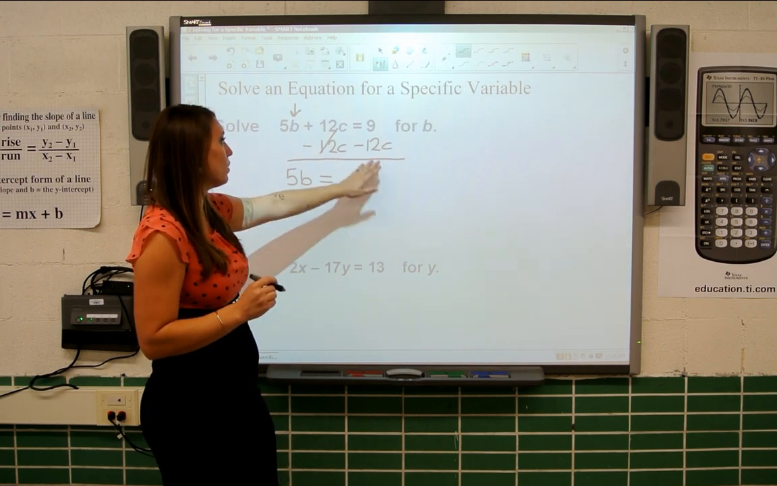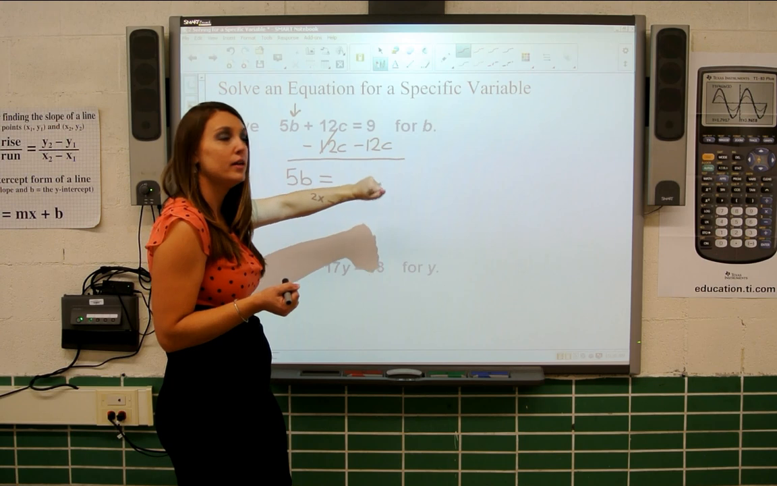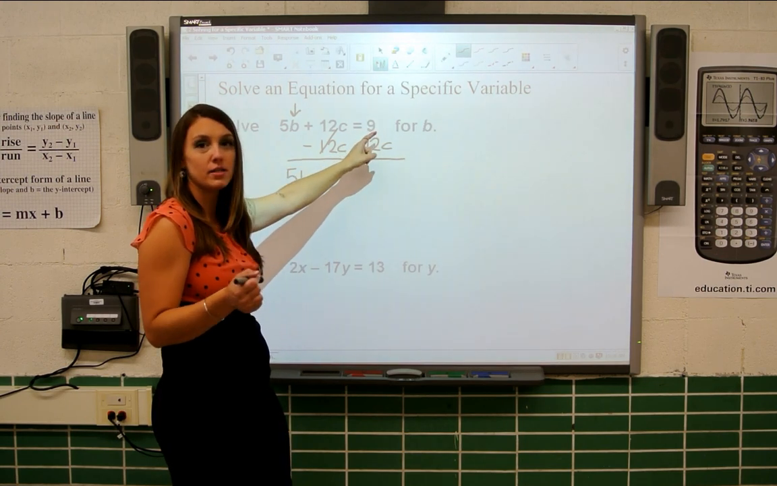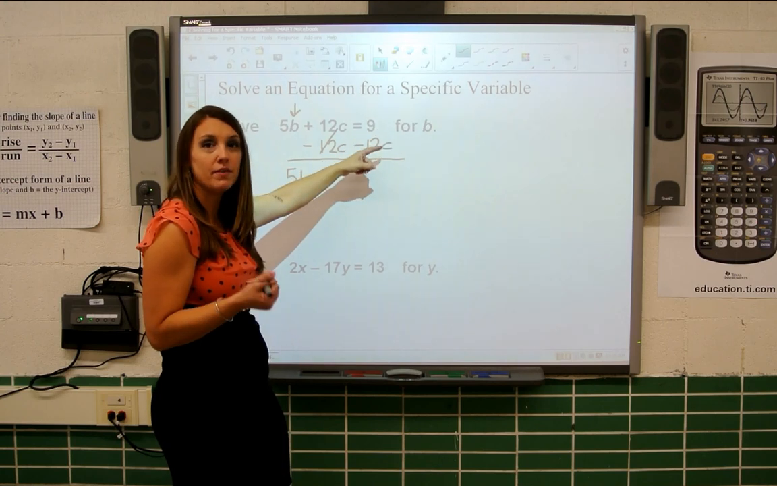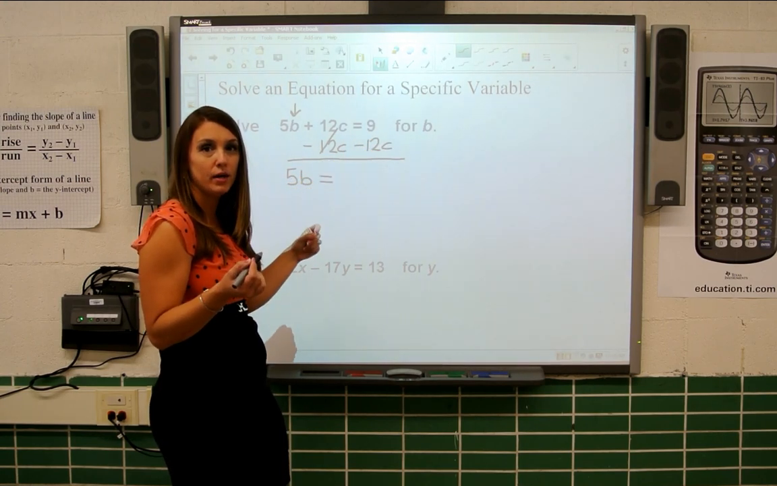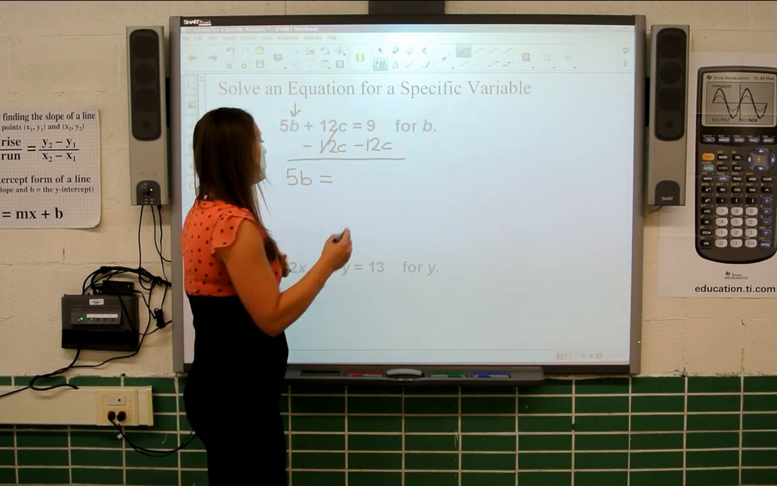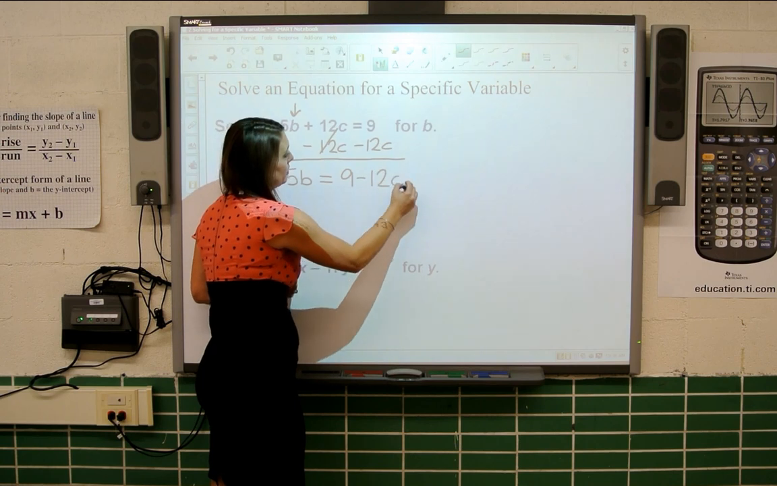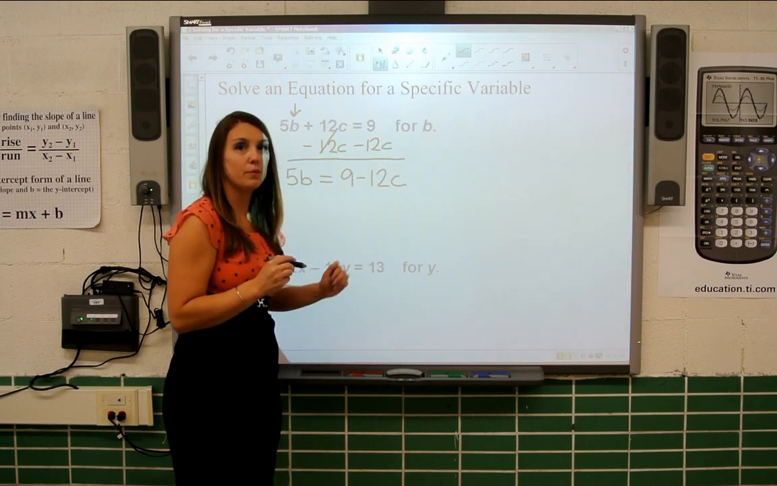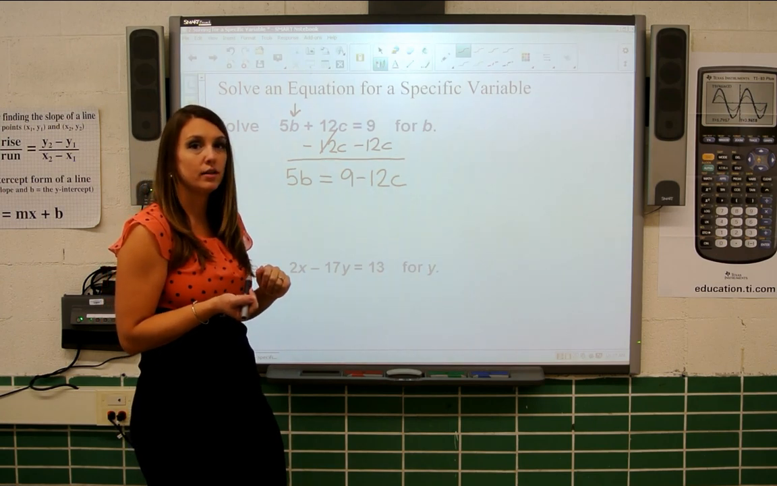Now, a lot of you are going to want to put negative 3c, but we're not going to do that, okay? Because if you remember, this 9 by itself is a constant. This here has a variable. They're unlike terms. If they're unlike terms, there's no way to combine them. You can just write one right in front of the other, and it doesn't matter the order. Okay? So I'm going to go ahead and write 9 minus 12c, just like that. You could also put negative 12c plus 9. Just watch your signs.